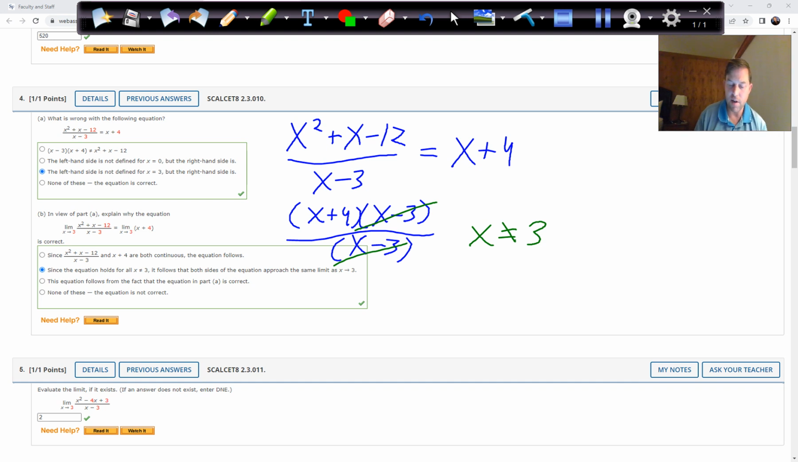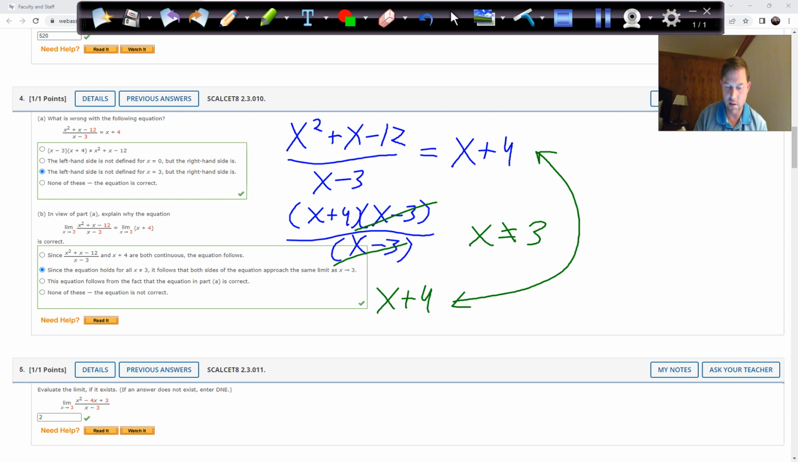So it does simplify to just x plus 4, as it's stated up here, once you cancel those two, but you have to record that you should not let x equal 3. So the best way to say it is the left-hand side is not defined for x equal 3, but the right-hand side is. So that's why they're not equivalent statements.